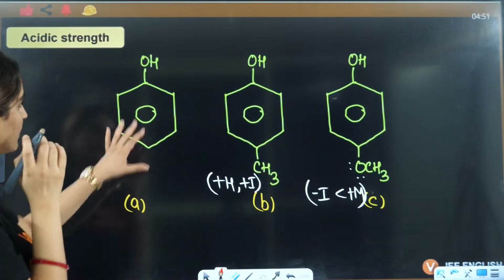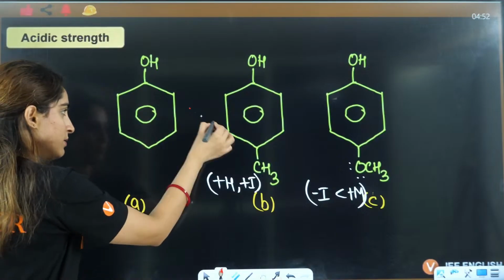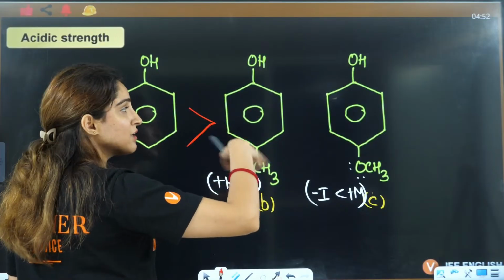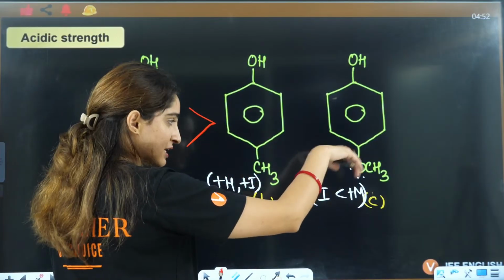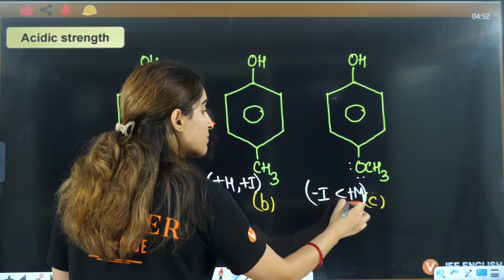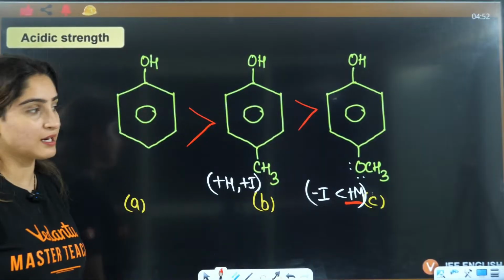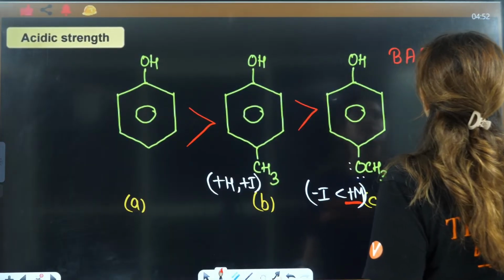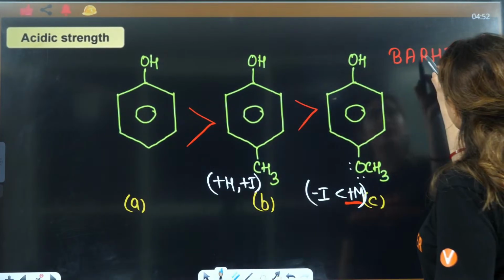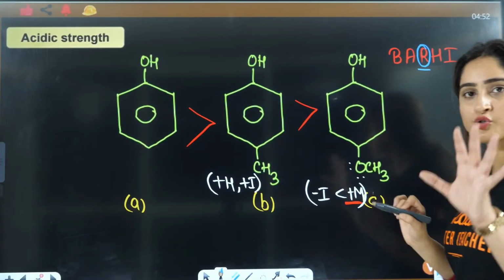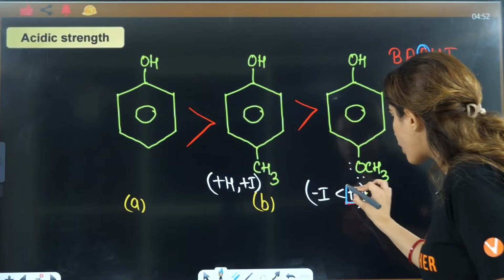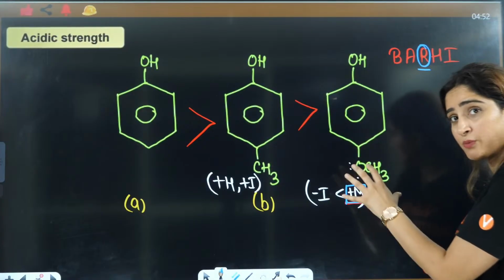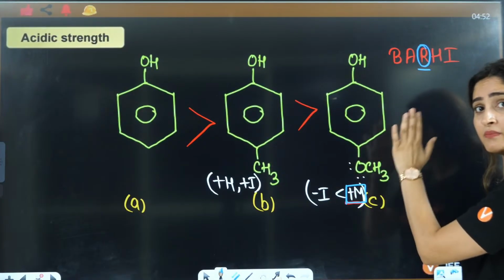So we can say here the no effect is there, that means it will be most stable, right? Then here you are giving the electrons, you are making it very unstable. Here you are giving the electrons by plus M effect, even less. If you talk about Barhi, the mesomeric effect is most strong here, so it is dominating. When you are donating the electrons with mesomeric, it will be maximum donation. That is why it is having minimum stability.